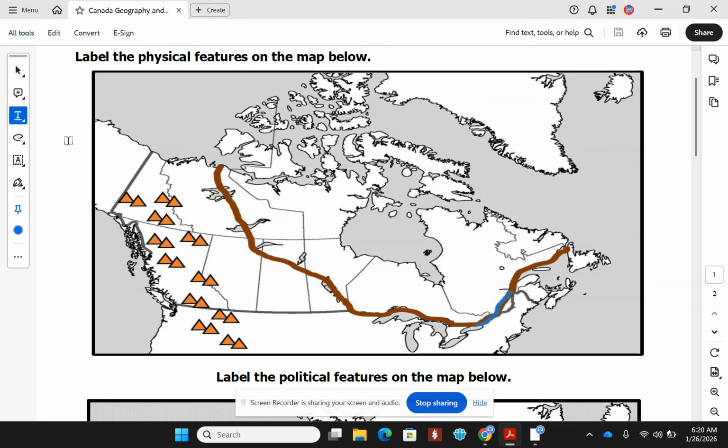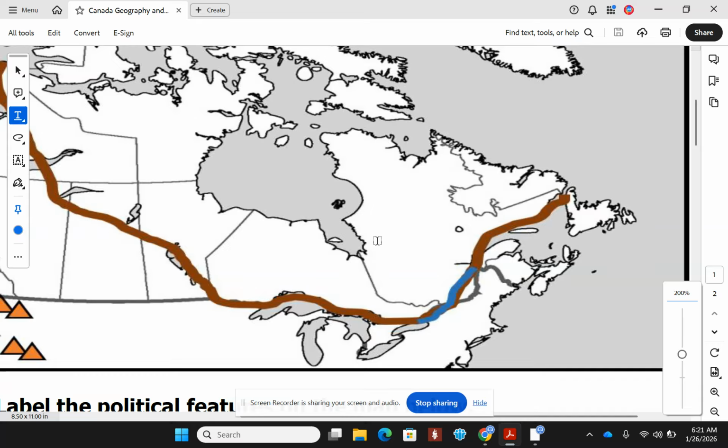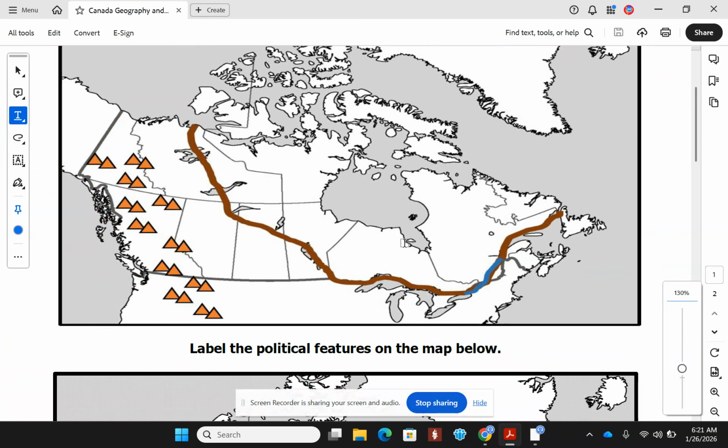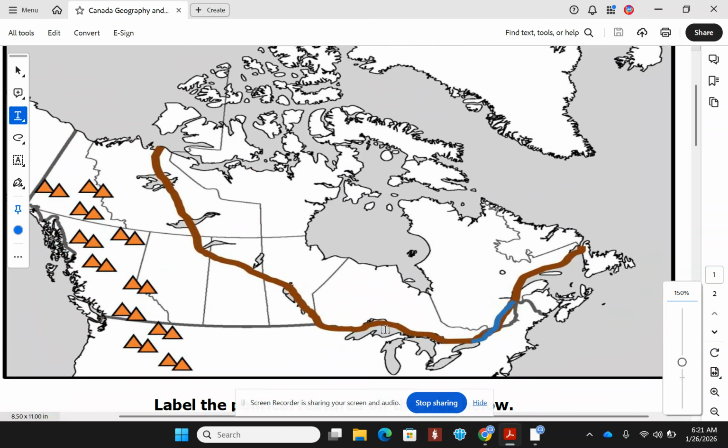Let's use this. I don't know if we can use some coloring. I guess not, so just follow through. So that's Hudson Bay right here. And then, of course, this right here, very important, the Great Lakes, the five lakes right there: Lake Michigan, Lake Ontario, Lake Huron, Lake Erie, and Lake Superior. The St. Lawrence River is right here.